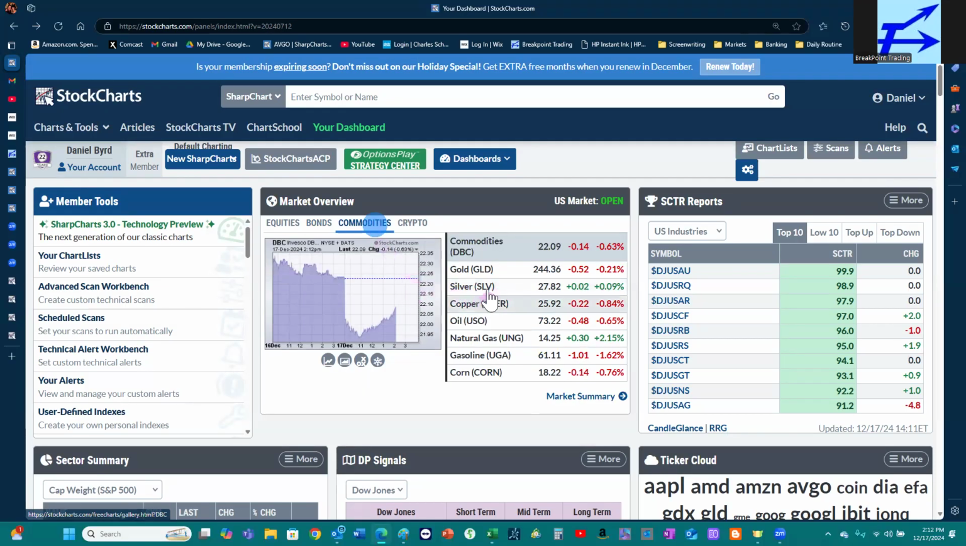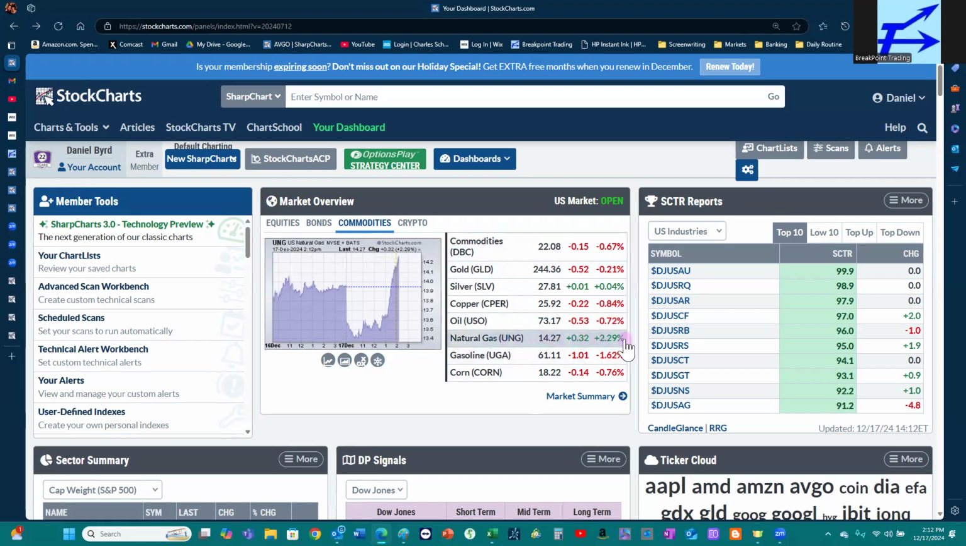Commodities mostly down. Here's gold. Gold is trying to make a comeback here in the last couple of hours of the day. Same as silver, gasoline. Let's see, oil. We'll look at oil, gas, and natural gas. Natural gas is doing the best. That's the best performer of all of these.